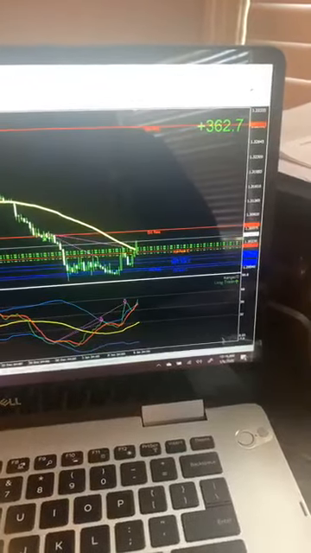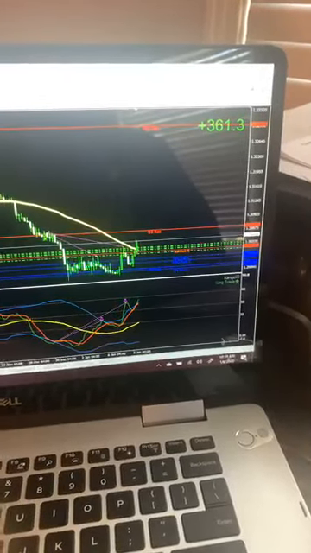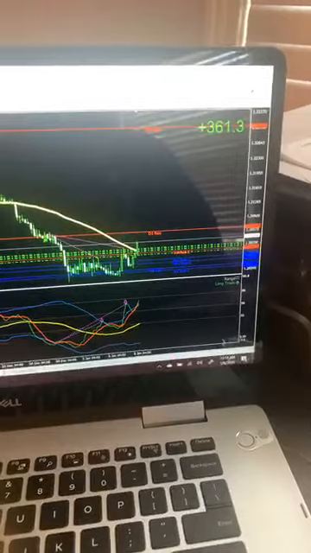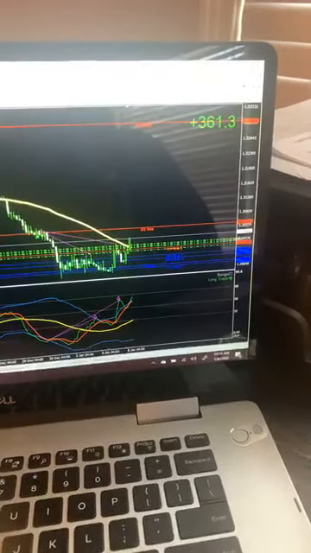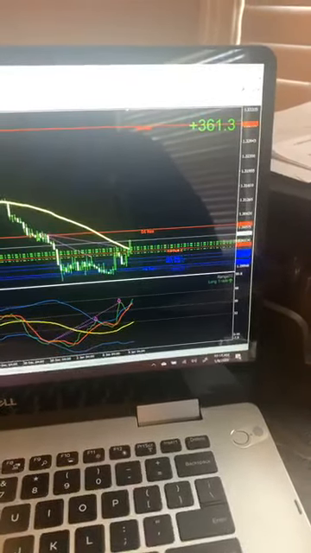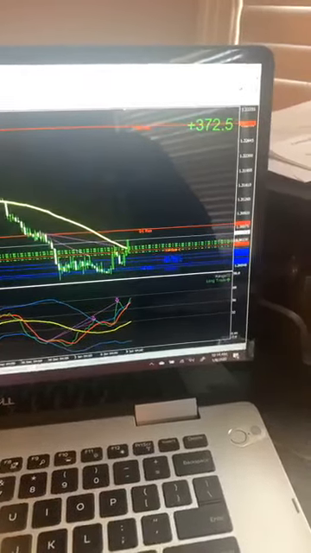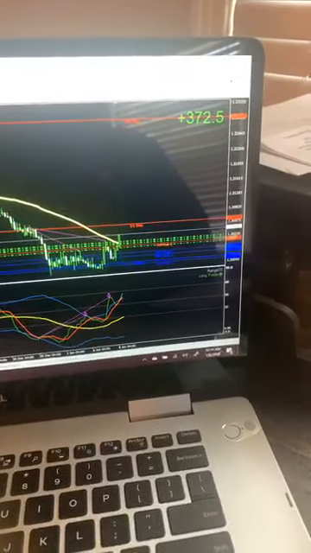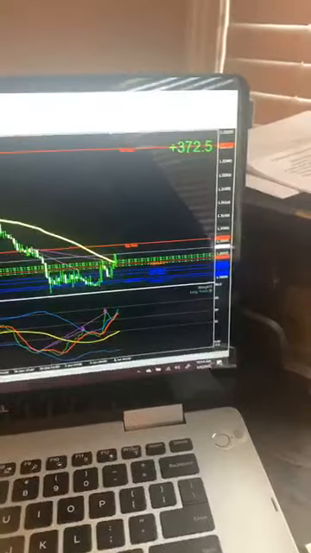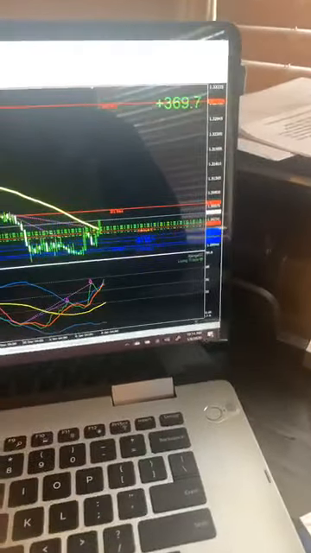I got in this trade yesterday, okay? Yesterday around this same time, okay? I held this trade all the way from yesterday until now, and now we are in profit, as you can see. And let me just show you the reason.